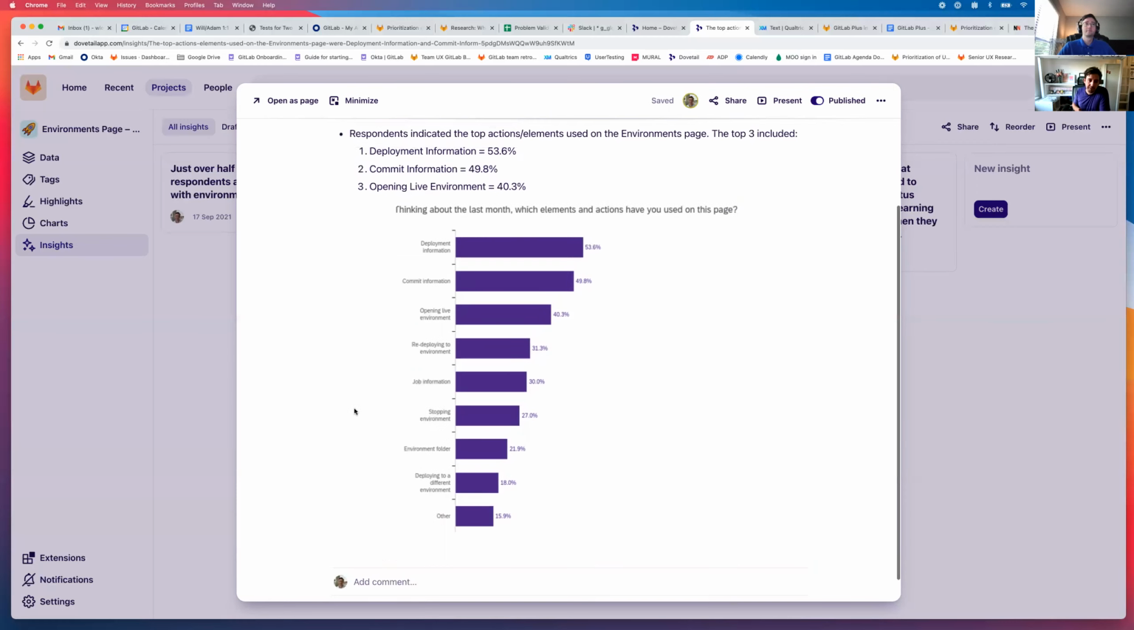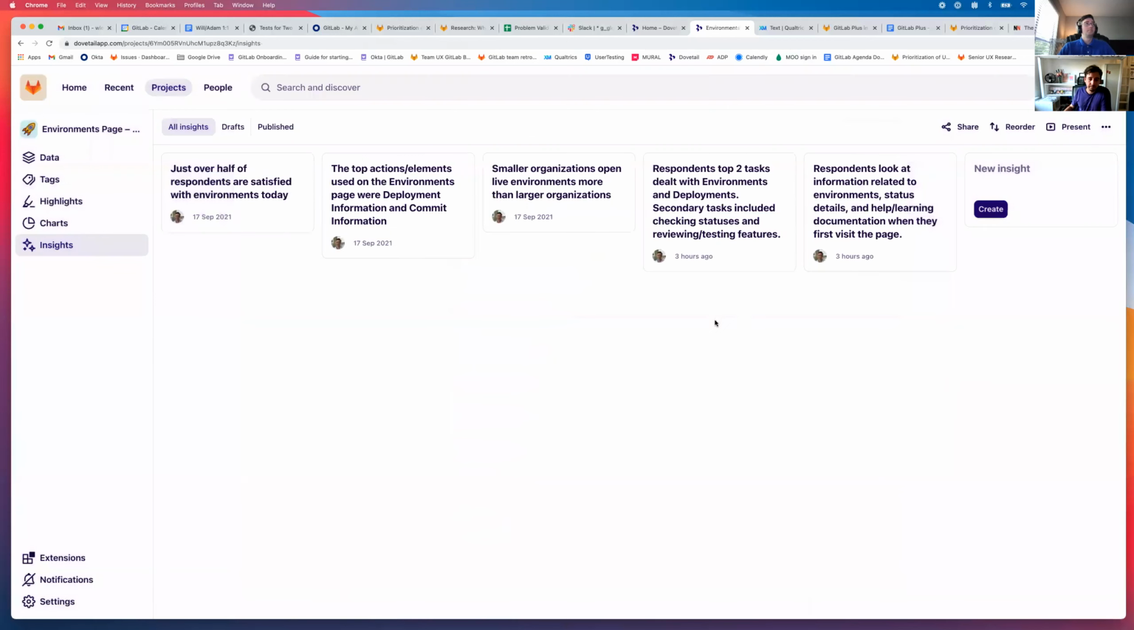Yeah, that matches our expectations as to what we think is most used and most accessed on the page. But it is notable to see deployment information and commit information at the very top, because that's the core of what the page is. But at the same time, I don't think we do the best job of properly conveying information around the deployment and around the commits in the environments page. So it's pointing in a good direction for us, I think. Awesome. Thanks, Daniel. Moving on to the next question.